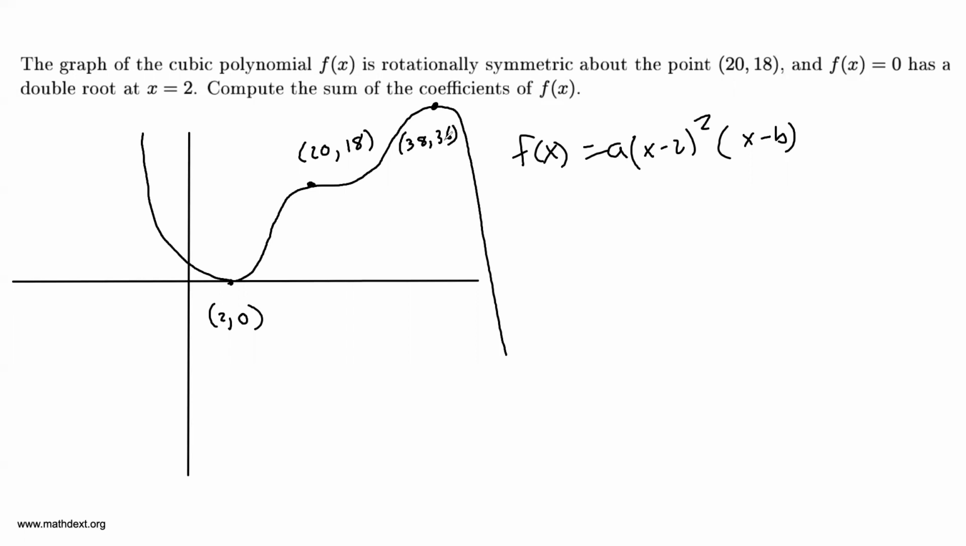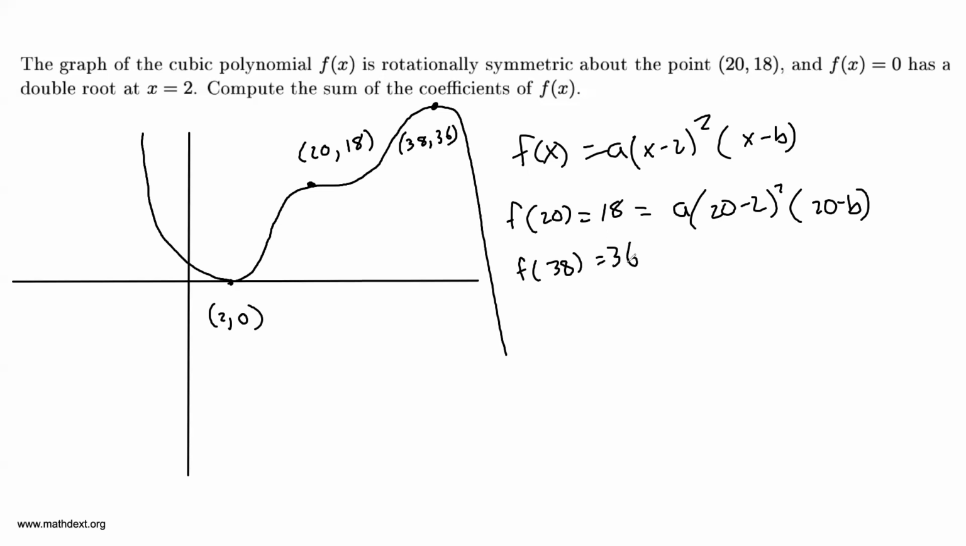And what we can do is plug in x equals 20 and x equals 38 into this formula, and we can solve for a and b, right? So we have f of 20, which we know is equal to 18, is equal to a times 20 minus 2 squared times 20 minus b. We also know f of 38, which is equal to 36, is equal to a times 38 minus 2 squared times 38 minus b.